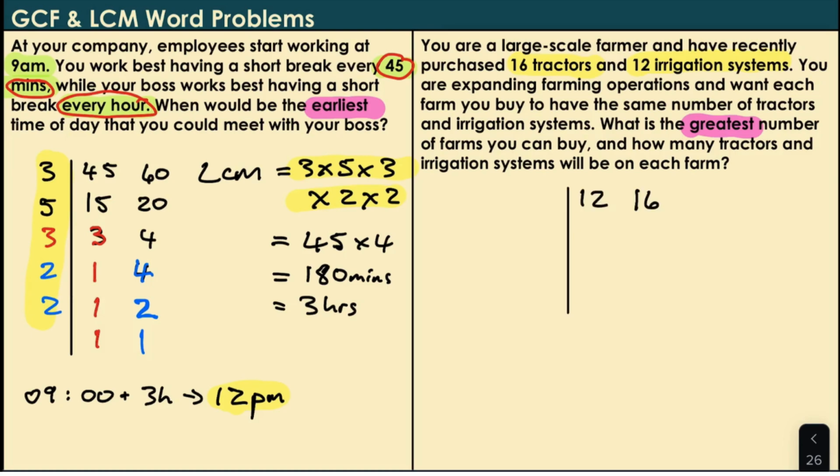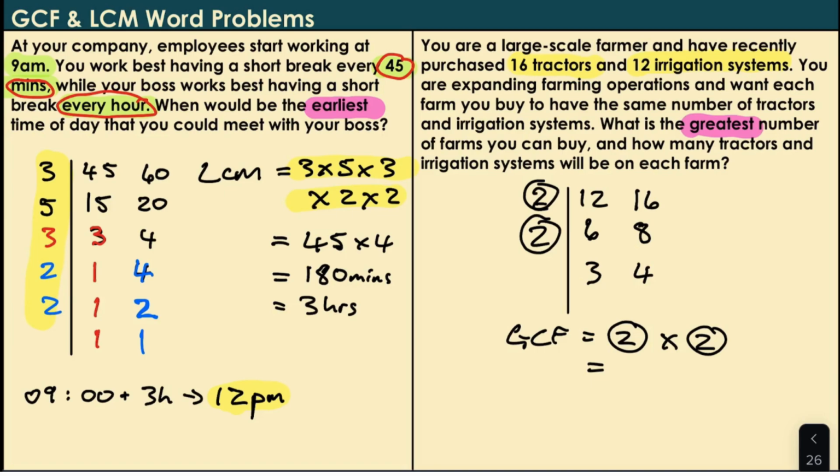Common prime factor, 2. Common prime factor, 2 again. Common prime factor, no common prime factor. So, GCF equals 4. So our answer is 4 farms.